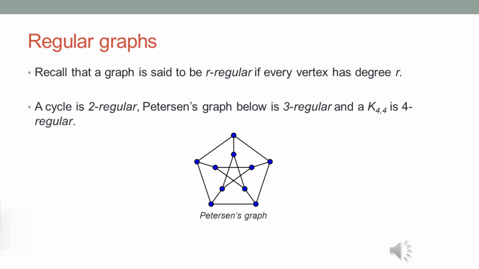This is the first lecture for week 3, and we're going to talk about t-r regular graphs and degree distribution. First, let's recall what it means for a graph to be regular. A graph is r-regular if every vertex has degree r. So, for example, a cycle is 2-regular. Petersen's graph below is 3-regular. And a complete bipartite graph with 4 vertices in each partite set is 4-regular.